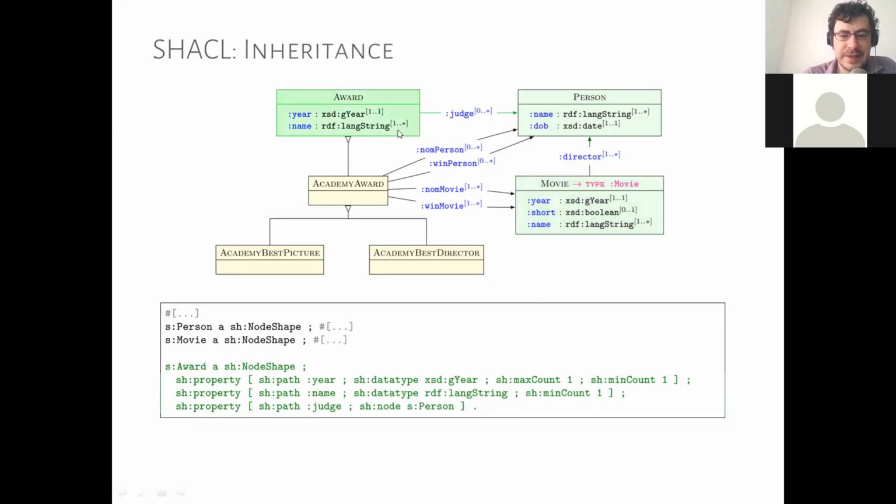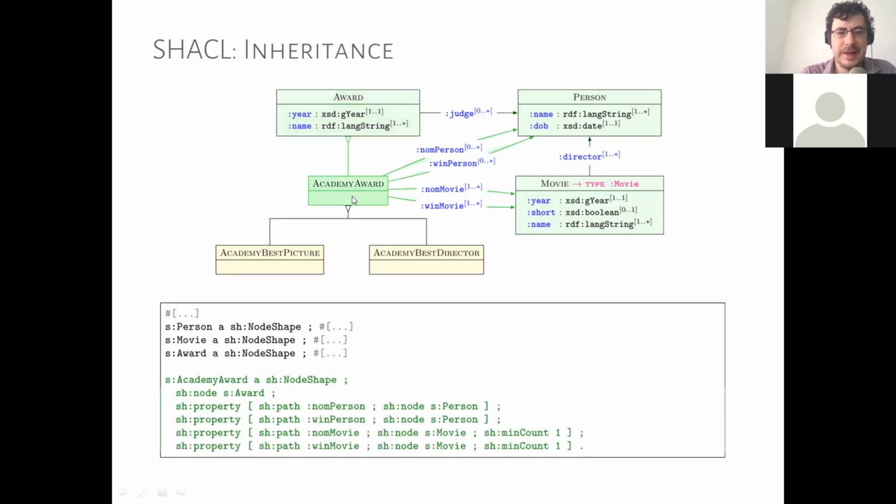Moving to award, it's kind of similar, so I won't go into too much detail, but we specify the restriction on the year, specify restriction on the name property, specify restriction on the judge property, saying that the judge must be a person. And we notice here that we don't put any counts because here it's 0 or more, and that's the default case. So it would be redundant here to specify, for example, the min count. The max count by default is infinite.